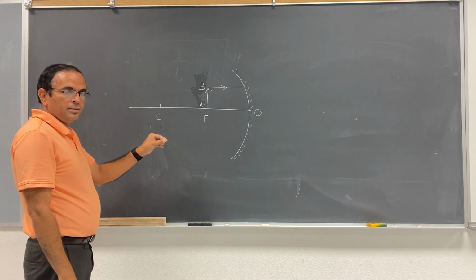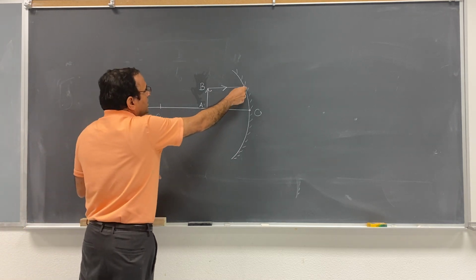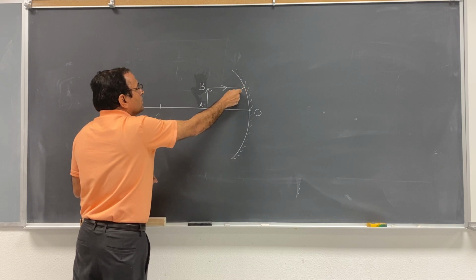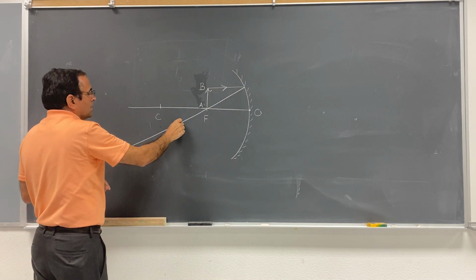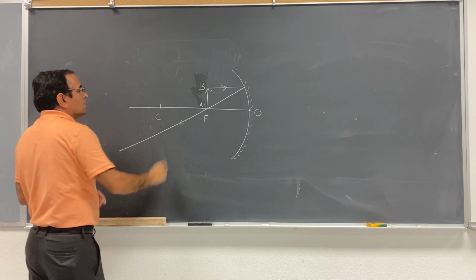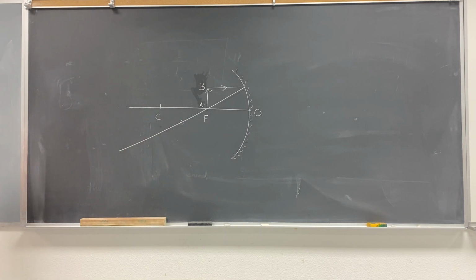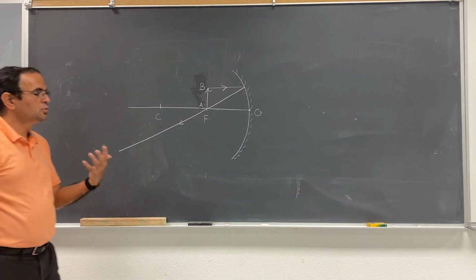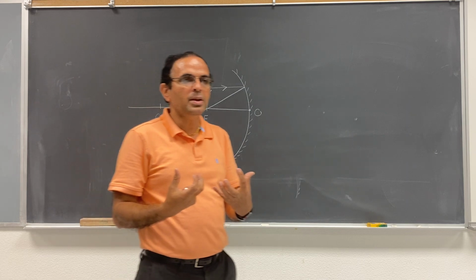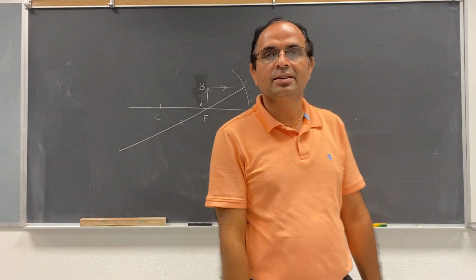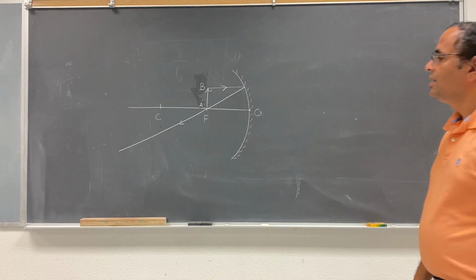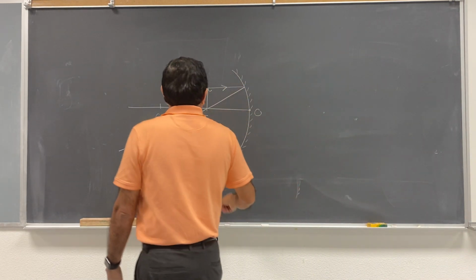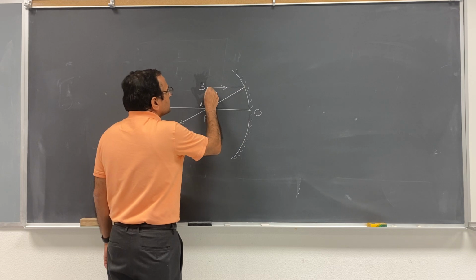After reflection, this ray passes through the focal point, like this. And how do you draw the second ray then? I told you that to form the image you need at least 2 rays. So what do you think? How do you draw the other ray? You can take like this.